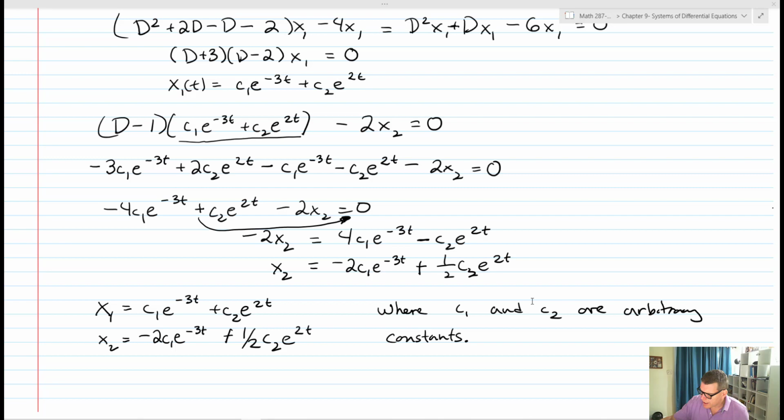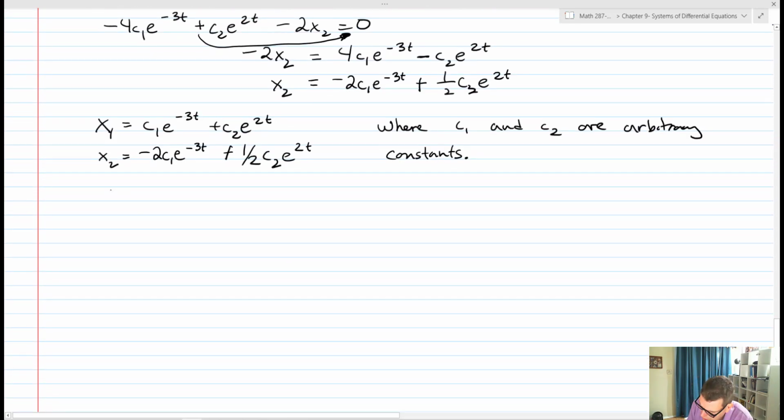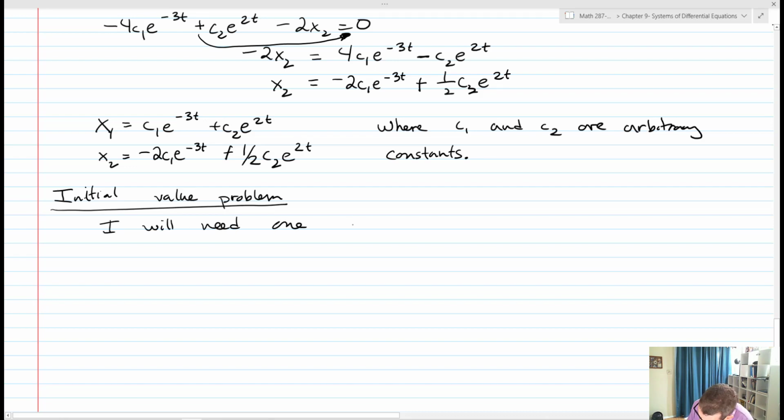So now, let's say, for example, that I want to figure out what c1 and c2 actually are. We have an initial value problem. Because these are first order linear, that is, I only have a single derivative, I will need one initial value for each of my solution equations, for x1 and x2 in this case.